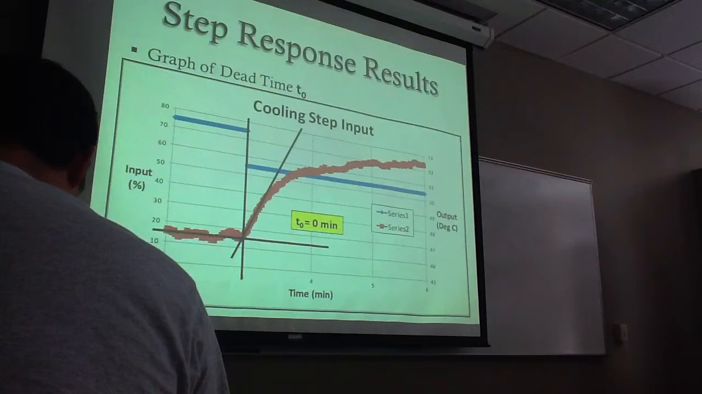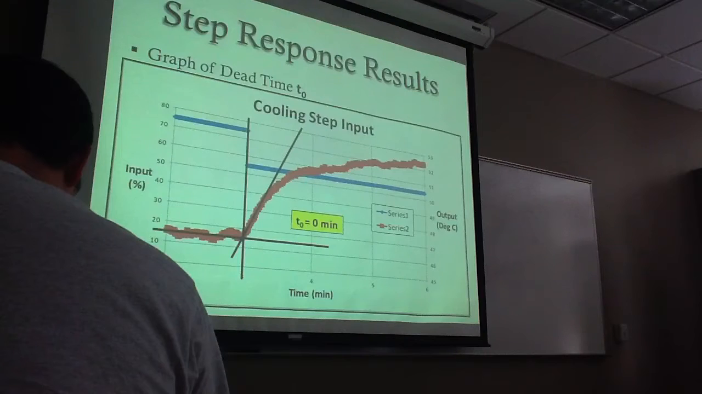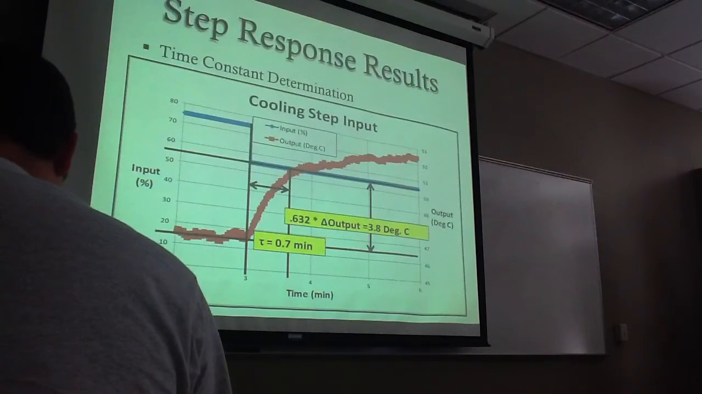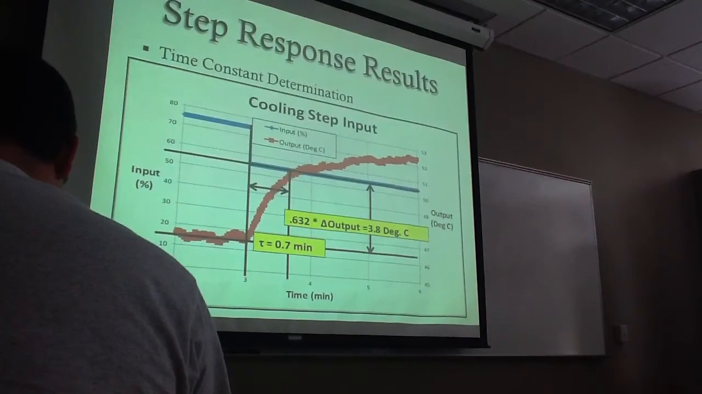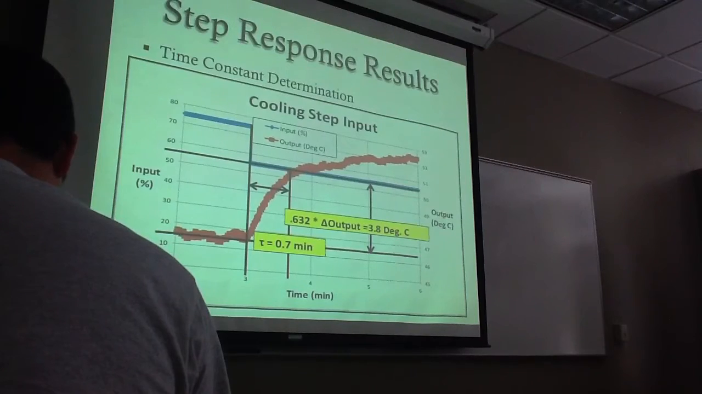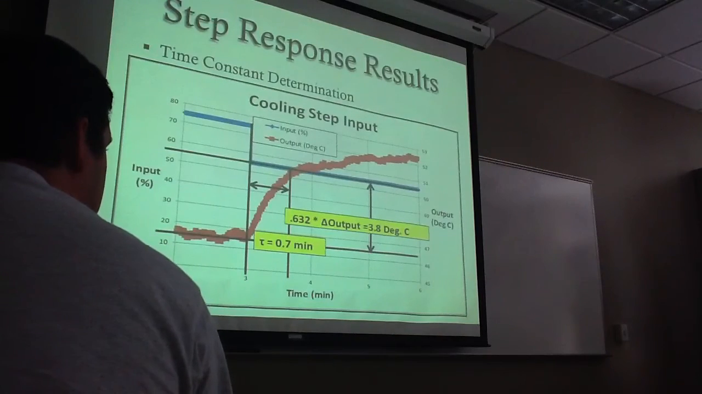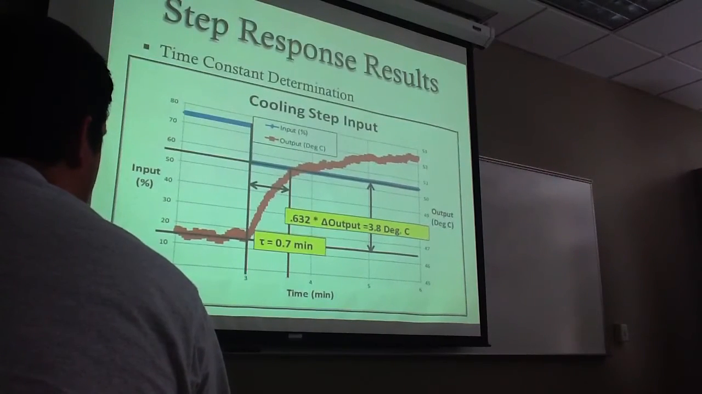As a graph of our dead time, the dead time that we had was 0 for all of our graphs because the output changed as soon as our step for our input changed. So we didn't have any dead time for any of our runs. For the time constant, we were given an equation, 0.632 times the output, and where those lines crossed with our output, it gave us a time constant of 0.7 minutes.